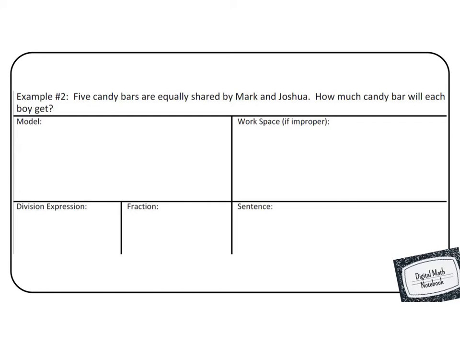All right, guys, this problem is in your digital math notebook, and you already have a picture started and some lines used to divide. I don't have those pictures, so I'm going to draw as I solve the problem. So here's our problem. 5 candy bars are equally shared, means divided, by Mark and Joshua. How much candy bar will each boy get? Now, unlike the problem we just did, if I had 2 boys and 2 candy bars, they would each get 1. But I have 5 candy bars and only 2 people, so that means that each boy is going to get more than 1. So let's draw this in a picture.